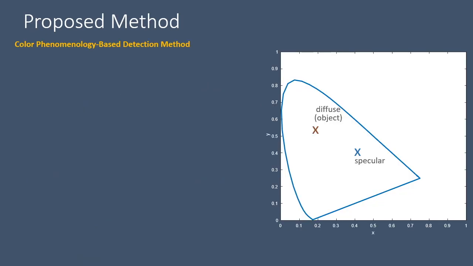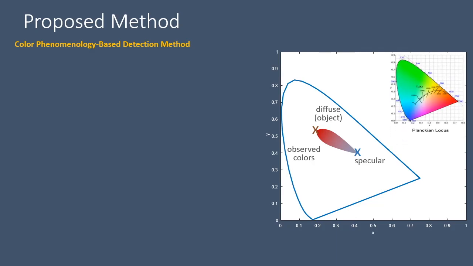Now let's talk about our proposed method. Consider these 2 points in chromaticity coordinates as specular and diffuse. Therefore, chromaticity coordinates of an observed color is always somewhere in between specular and diffuse chromaticity coordinates. And if we have many of these pixels, they eventually form a line. On the other hand, Planckian locus illustrates temperature of typical color of illuminations.